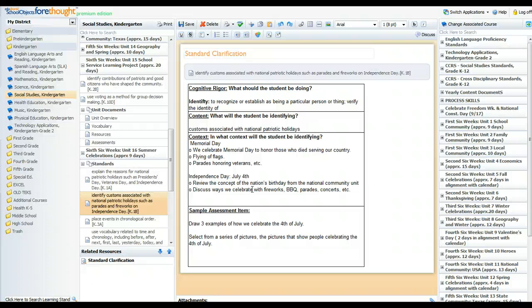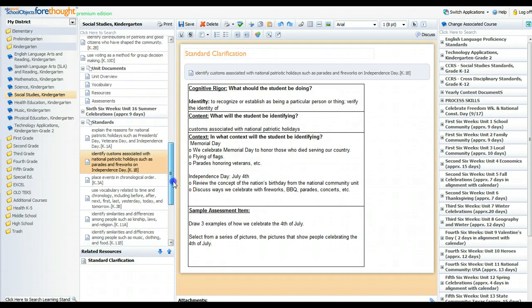If you want to find out if they understand what Memorial Day is, a picture of someone honoring a grave or putting flowers on something might be a great way to show that. That would not be looking at fireworks. So you'll want to look through those things.